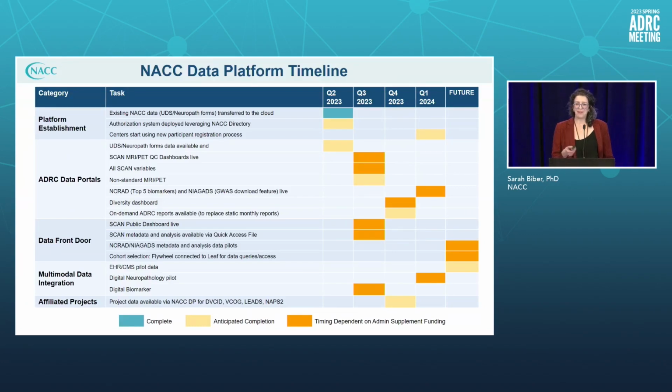This is another roadmap of how we're going to be rolling out different components of our new data platform. You will see a lot of things in orange here. Some of these are things that we have applied to continue working on through an administrative supplement, which we'll be finding out about soon. We're very hopeful about that. It will really help us to stay on track with being able to deliver on these exciting new tools, both for the ADRCs and for the ADRD research community.